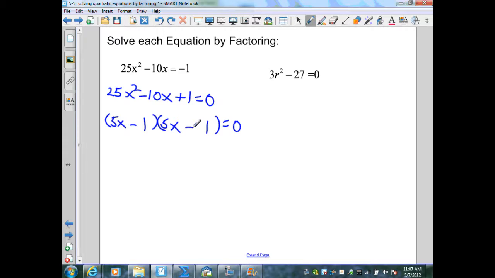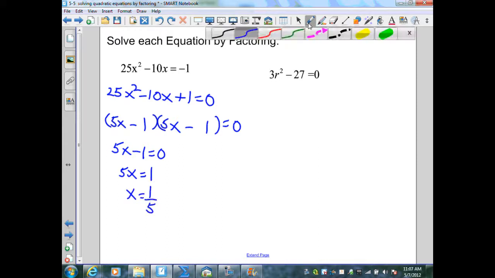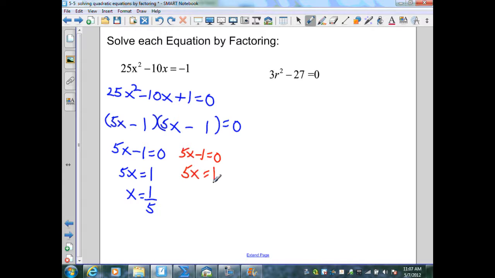Now, using the zero product rule, I have 5x minus 1 equals 0. That gives me 5x equals 1, or x equals 1/5. Now we have to perform that same operation on my other factor. I'm going to have 5x minus 1 equals 0. Solving, I'm going to add 1 on both sides. 5x equals 1, or x equals 1/5. And here they turned out to be the same solution. x equals 1/5.